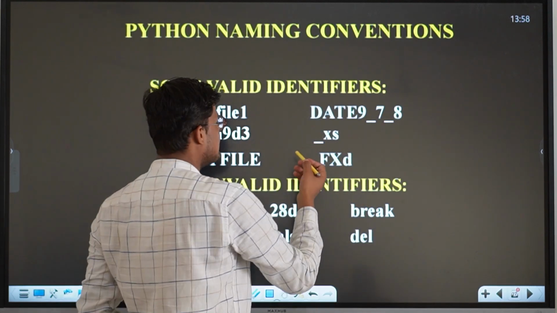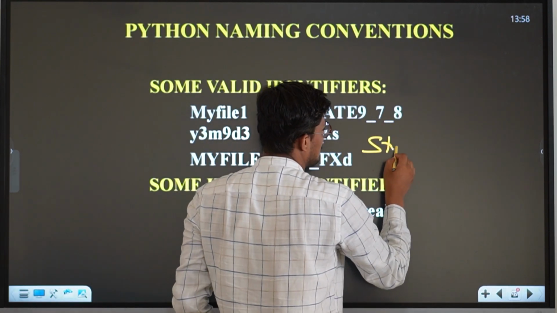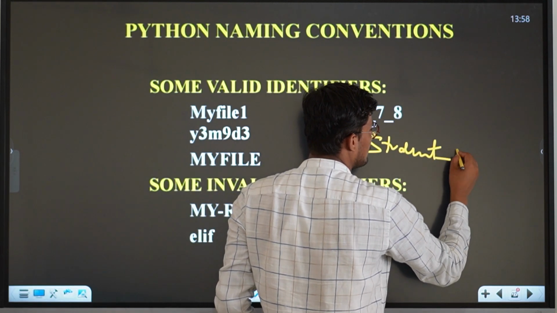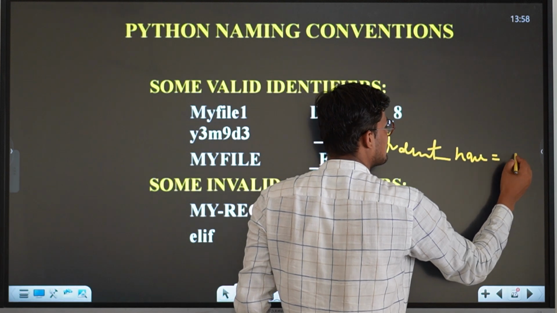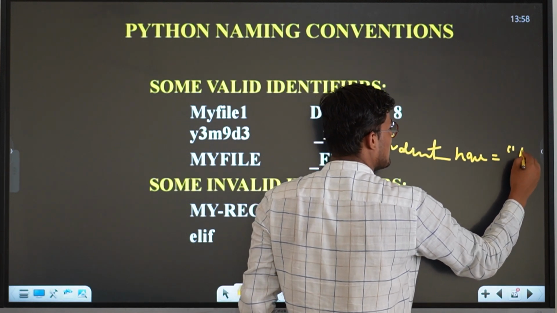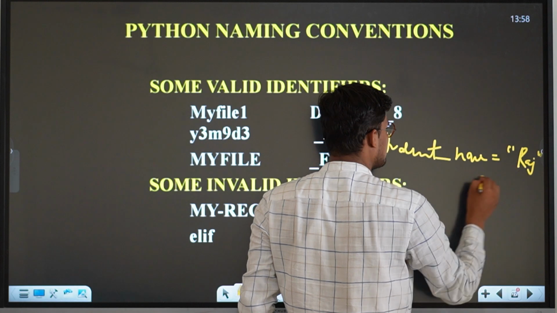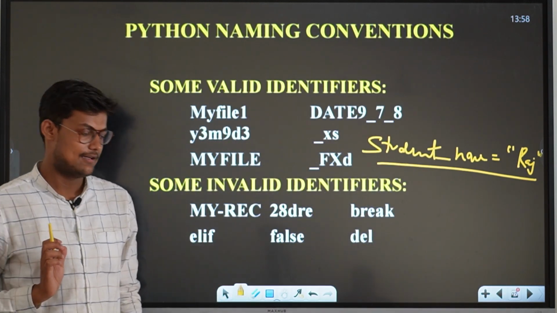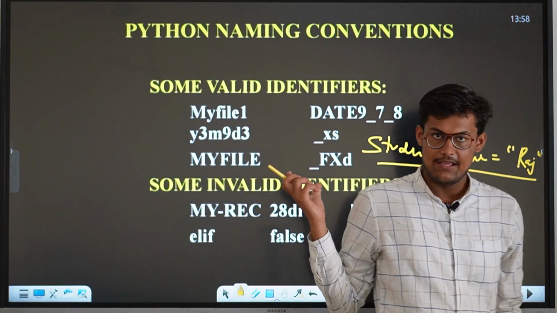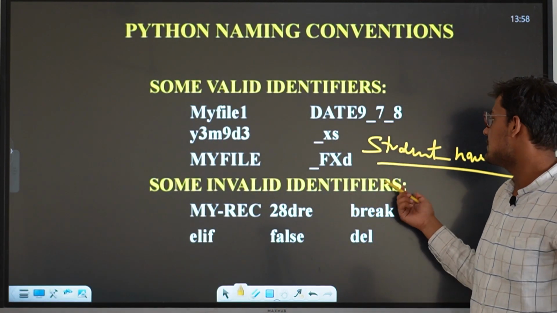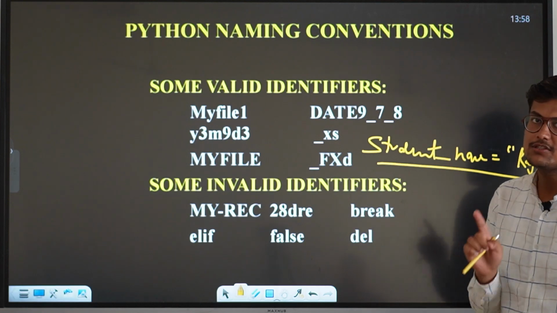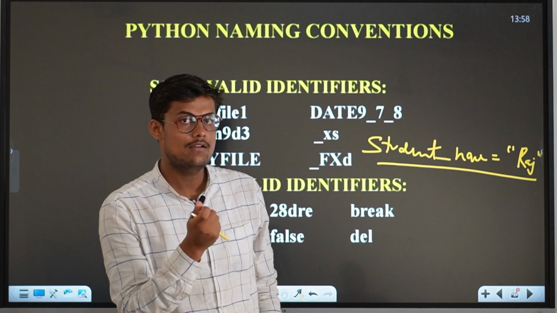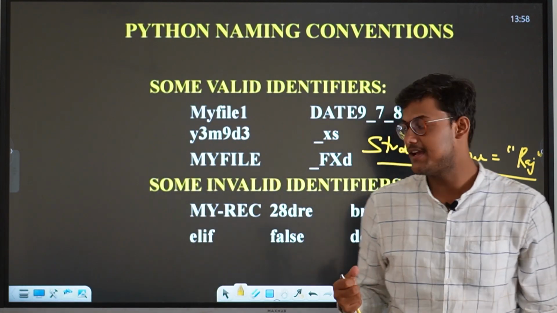So, we can write something like this: STUDENT, white space is also not allowed, underscore NAME is equal to, suppose Raj is the student's name. So, this is a valid identifier that we can write like that. When we try to separate two words, we can use the underscore sign, which is also a valid character while using the name of a variable, which is an identifier, as we have studied.